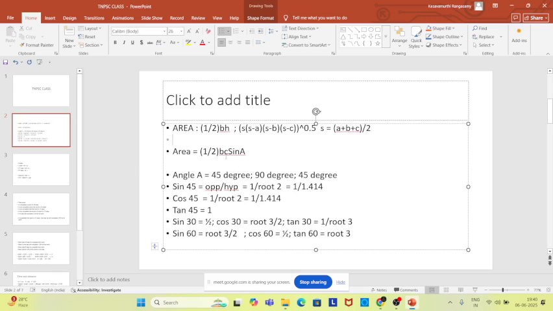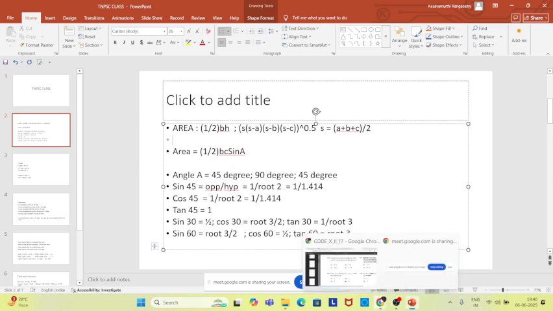Another formula is like this. Suppose they have given two sides and the angle contained by those two sides. Then you can use half BC sine A. B is one side, C is another side. The angle contained by these two sides is A. So half BC sine A. There are many other formulas, but these two you should keep in your mind. Okay, let's go to the next question.